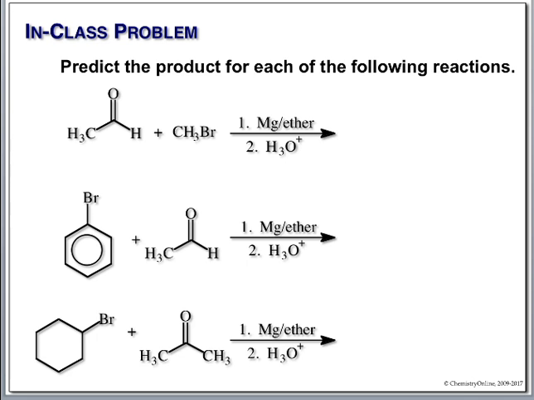Remember, you simply identify the carbanion. It's the thing that was attached to the alkyl halide, to the halogen. So in this case, it's simply a methyl group. It's going to add to the carbonyl, and we will form 2-propanol.